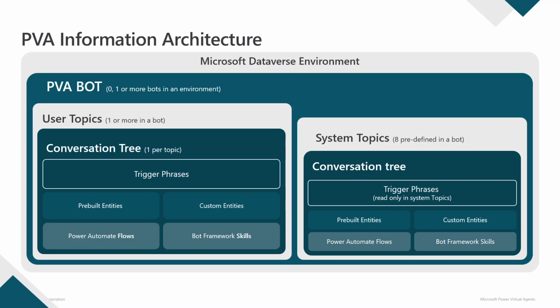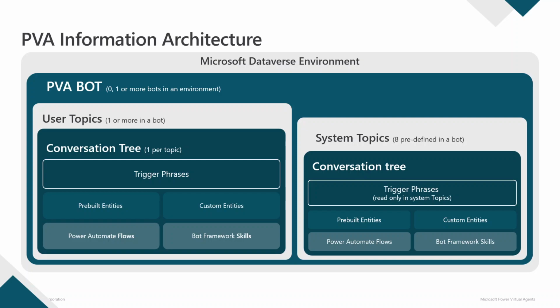There are different strategies around building Dataverse environments and things like that. That's out of scope for this topic, but just know that a Dataverse environment can have no PVA bots, it can have one PVA bot, or it can have many bots. You can have as many bots as you like inside a Dataverse environment. It's not a one-to-one relationship.